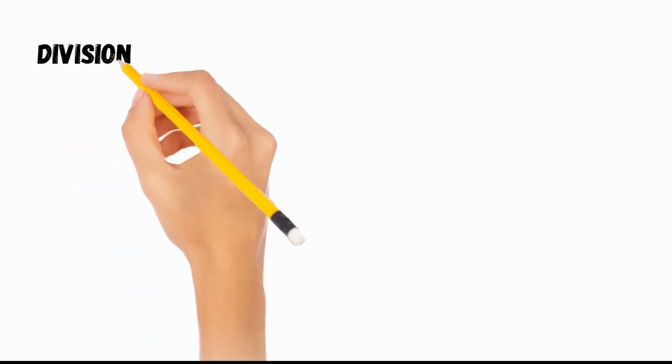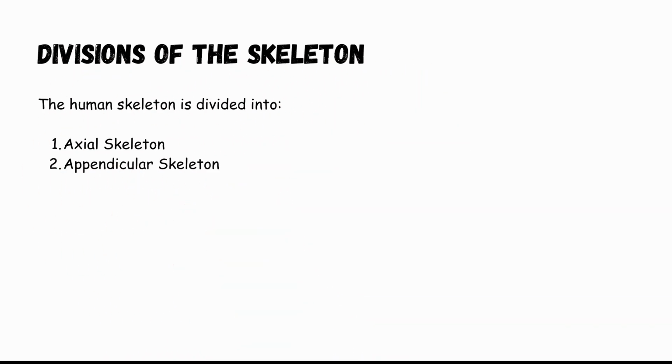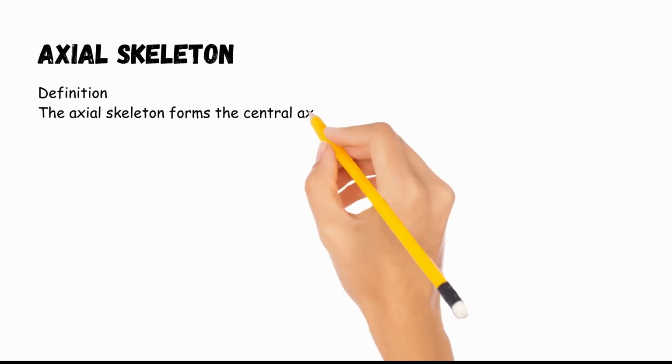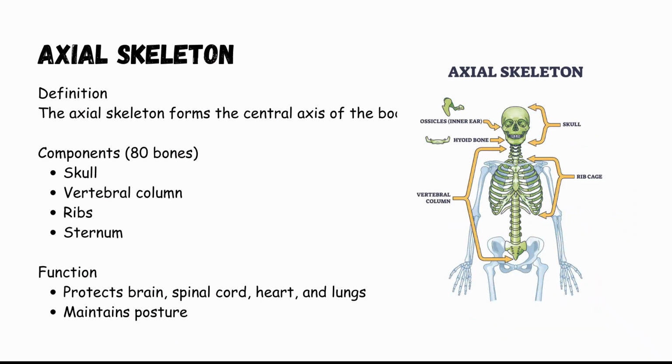The human skeleton is divided into two major parts: the axial skeleton and the appendicular skeleton. This division helps us understand the structure and functional organization of the skeletal system. The axial skeleton forms the central axis of the body, while the appendicular skeleton forms the limbs and girdles. The axial skeleton consists of 80 bones and forms the central vertical axis of the body. It includes the skull, the vertebral column, the ribs, and the sternum.